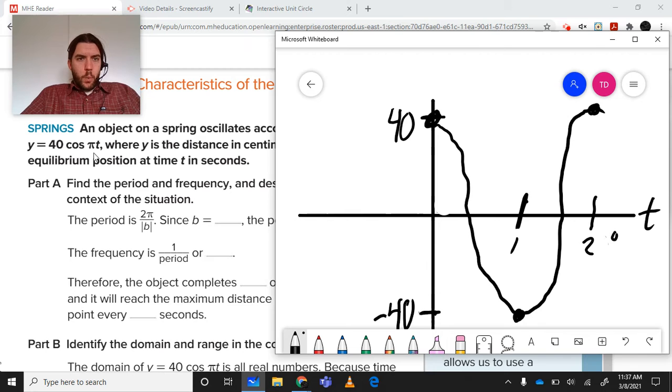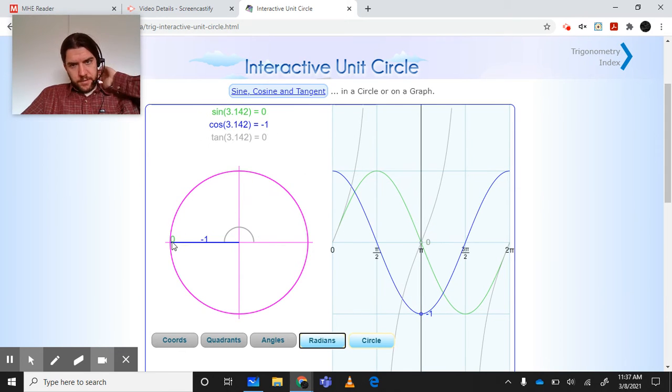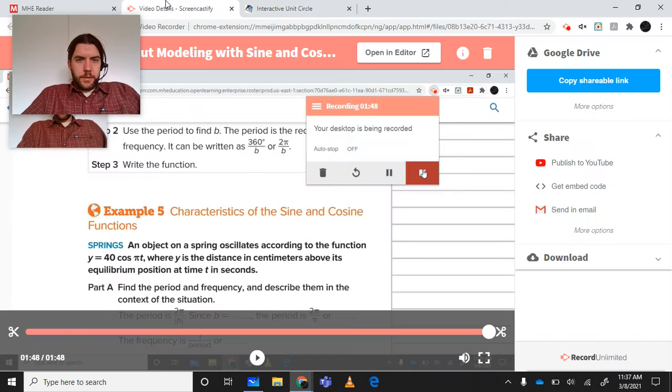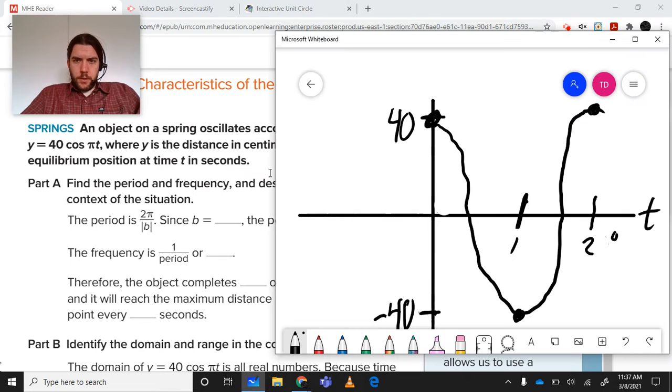If I put in a 1 here for the time, 1 second, then I'm doing the cosine of pi. Cosine of pi is over here, and that is the negative 1 value. That's where we get to the bottom of that cosine graph. So if I put in a 1, I'm expecting my total y value to be negative 40, negative 1 for this chunk times 40. I think that would be the graph we want.